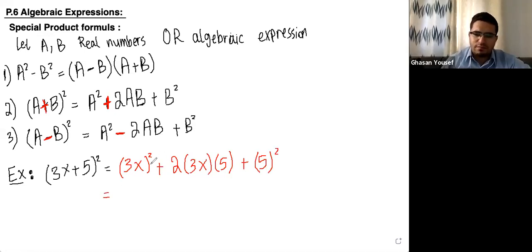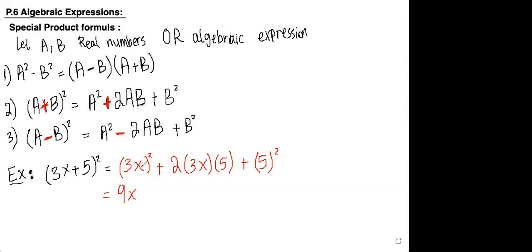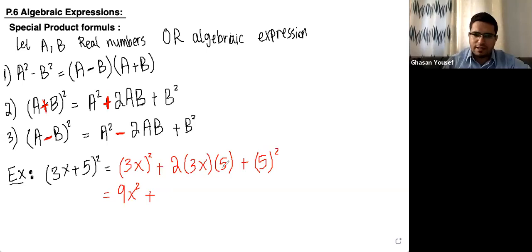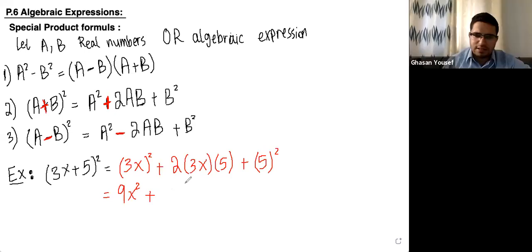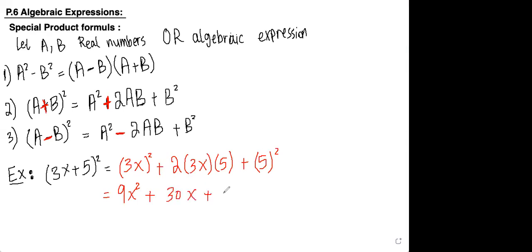So we can distribute the exponent inside the parentheses. So I get 3 squared, that gives me 9, 9x squared, plus we multiply the 2 by the 3 by the 5, so what do I get? 2 times 3 is 6, 6 times 5 is 30, so 30x plus what? Plus 25. Thank you so much.